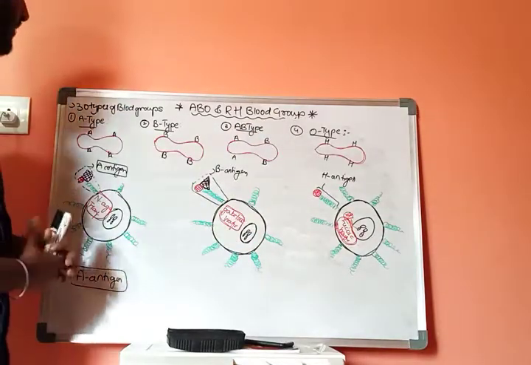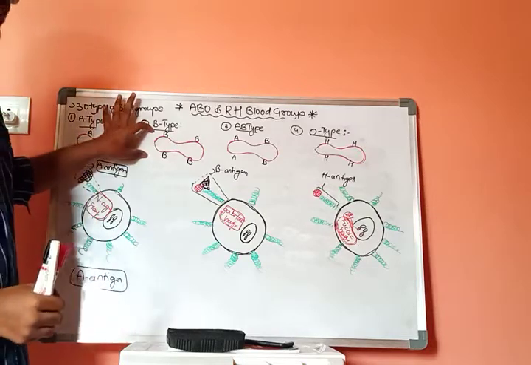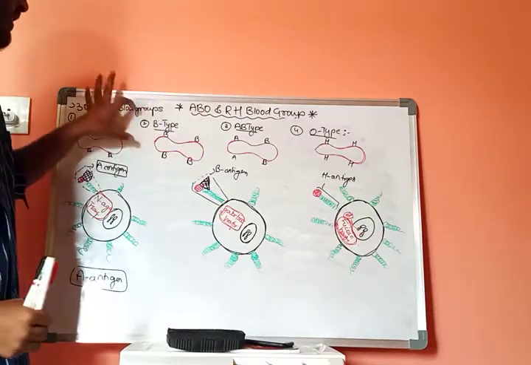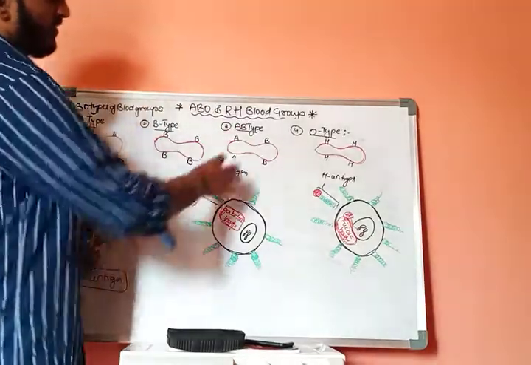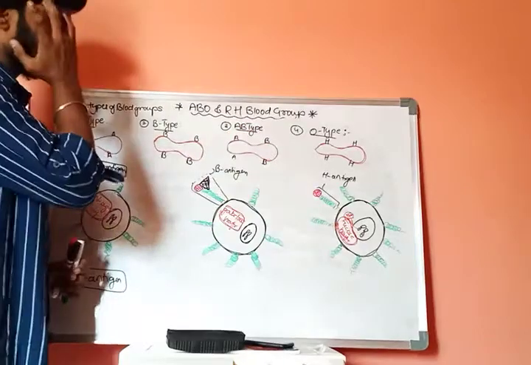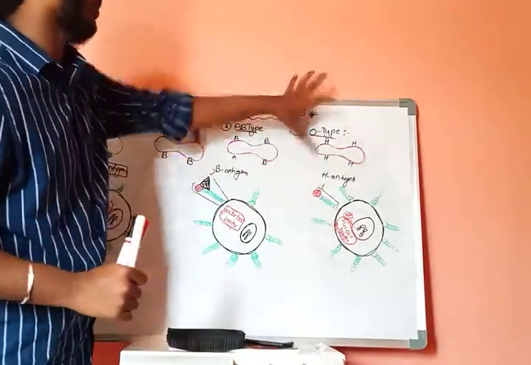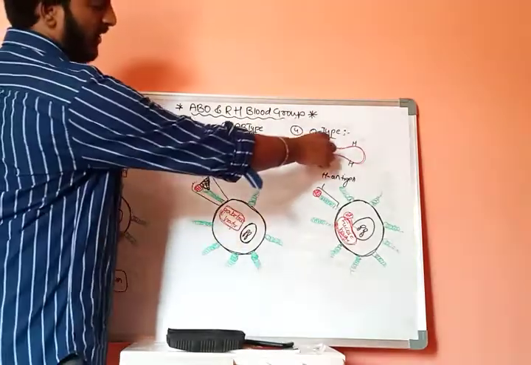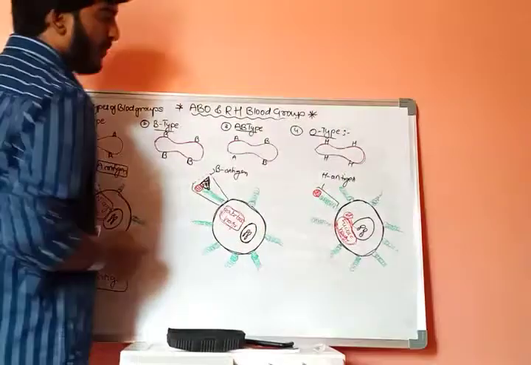When a person has A type of antigen, they have A type of blood group. When a person has B type of blood group, they contain B type of antigens, and when a person is AB type, they contain both A type of antigens and B type of antigens. Whenever a person is O type of blood group, they do not contain any A or B antigens, but they contain the special type of antigens that are H type of antigens.